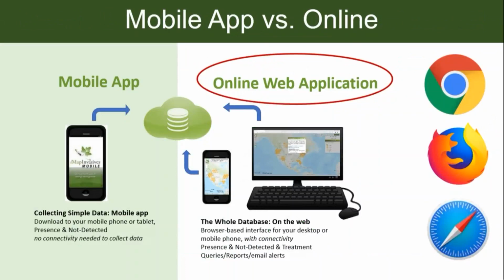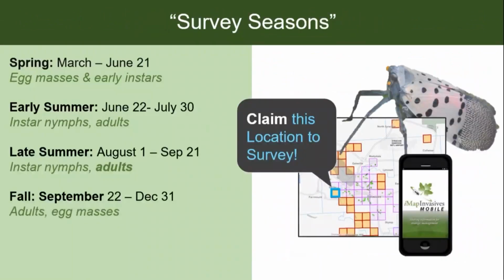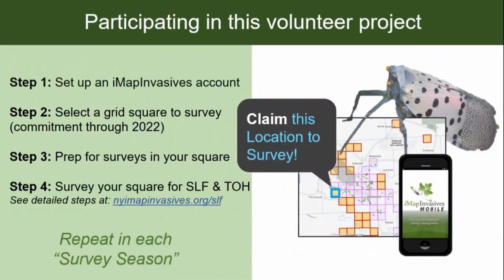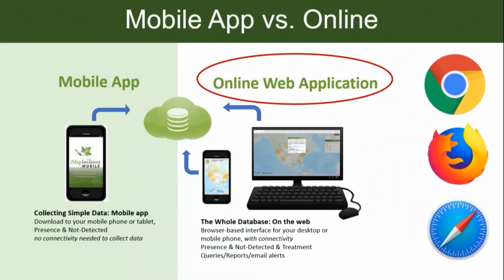So next, I'm going to talk a little bit more about iMap. So you'll see in step 1, it was actually to set up an iMap account. And I wanted to clarify before getting into that, there are a couple different components of iMap, and in particular, the most commonly used are the online web application and the mobile app. So most of your reporting, for example, will be through the mobile app. That's what you would use if you want to report a presence or not detected. But to create your account, you do that online.